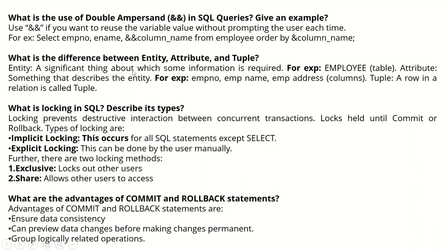Okay. So the next question is, what is the difference between entity, attribute, and tuple? Entity: a significant thing about which some information is required. For example, employee, that is a table. Attribute: something that describes the entity. For example, empno, ename, empaddress, that is columns. And tuple means a row in a relation is called a tuple.